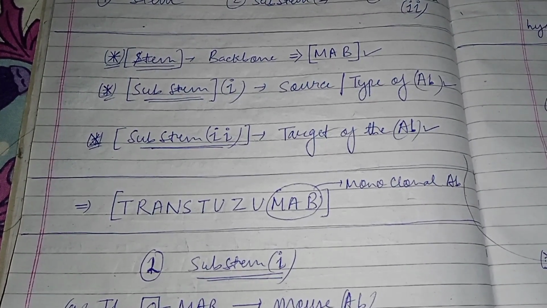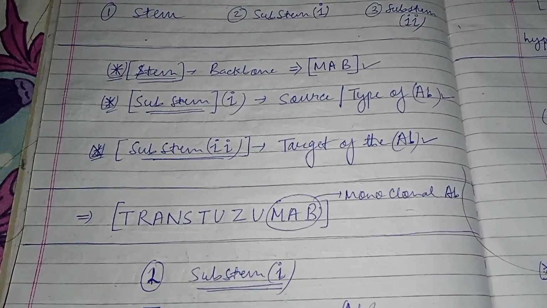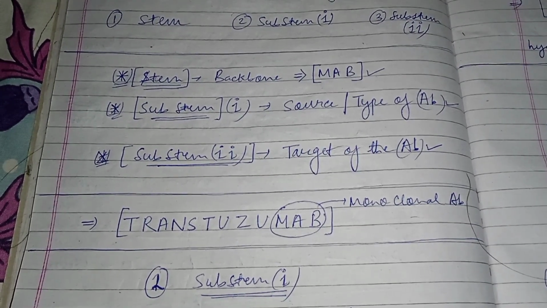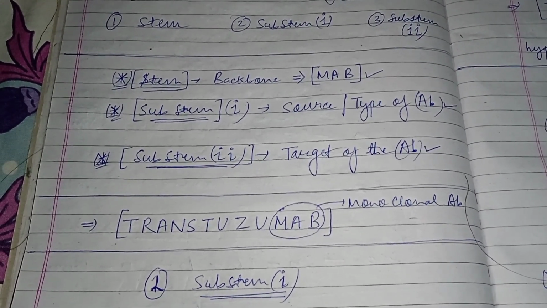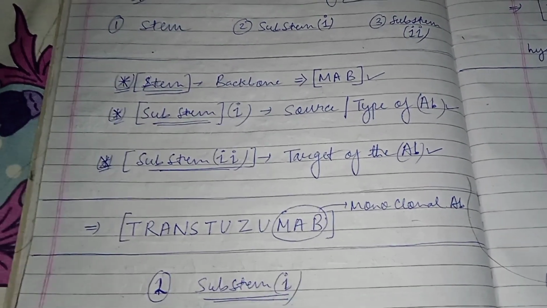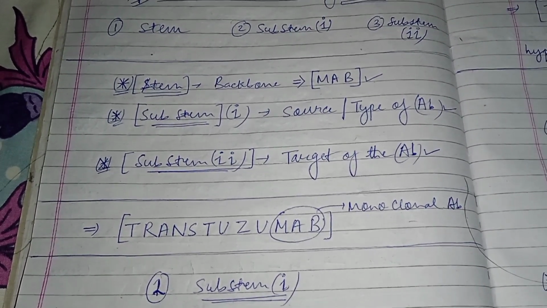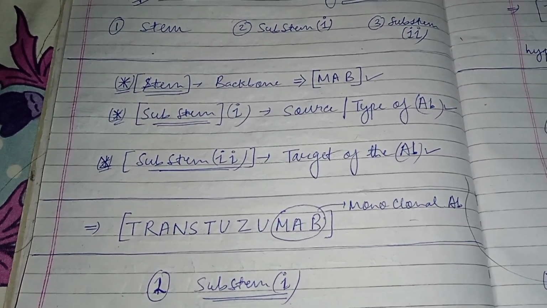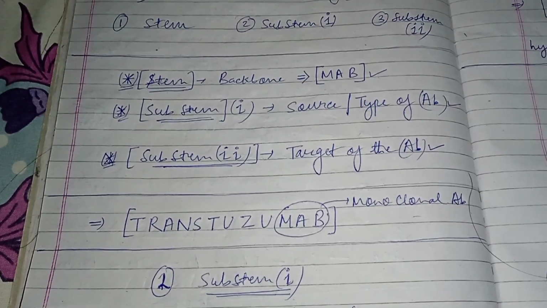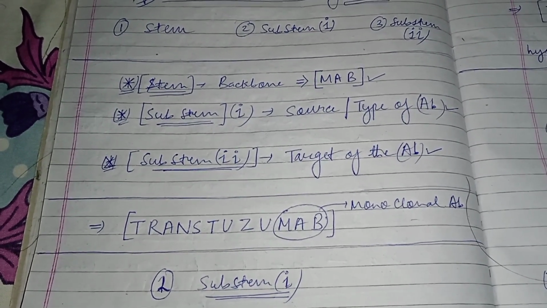So here it is written as trastuzumab. So what can we figure out? From the last three alphabets, we can figure out that the stem of the drug, that is its backbone, means it is of the monoclonal antibody class. See, I have circled it here, mAb, which tells us about the stem of the drug, the backbone, that it belongs to the monoclonal antibody class.